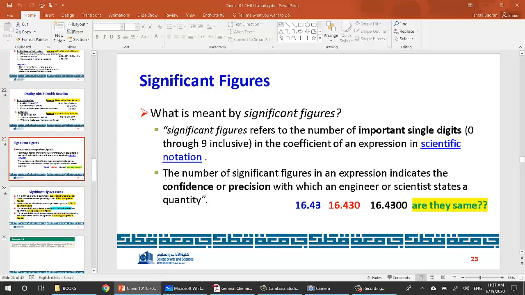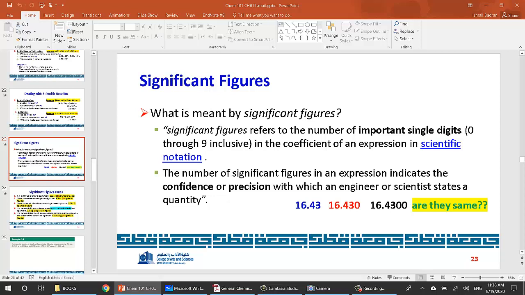Now moving on to a more important aspect of numbers, which is the significant figures. Now, what is meant by the significant figures? Significant figures refer to the number of important significant digits, 0 through 9 inclusive, in the coefficient of an expression in scientific notation. And here we throw this question again.